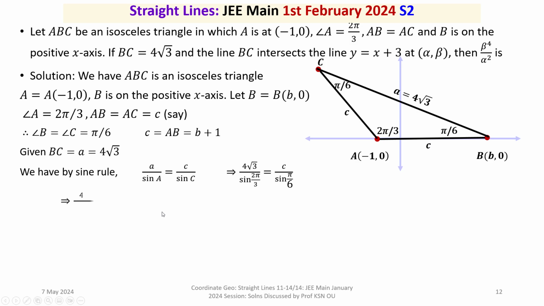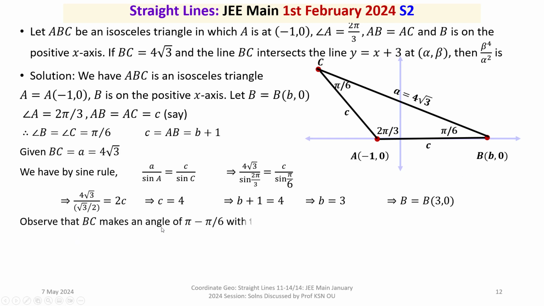So simplifying, you will get 4 root 3 by sine 2 pi by 3, which is root 3 by 2, is equal to 2C, because sine pi by 6 is 1 by 2. So solving, C is equal to 4. When C is equal to 4, C is equal to B plus 1. So B plus 1 must be 4. When B plus 1 is equal to 4, B is equal to 3. Therefore, the coordinates of capital B are 3, 0.